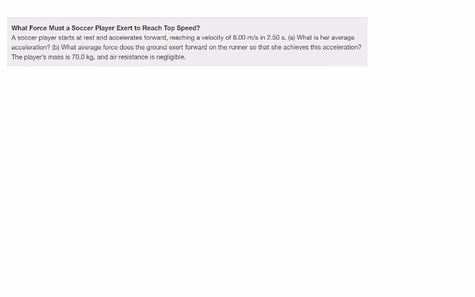In this particular video, we are going to take a look at a Newton's second law problem. So I have this situation where a force must a soccer player exert to reach top speed. The soccer player is going to start at rest. That's going to be important. They're going to accelerate forward. They're going to reach a velocity of 8 meters per second in 2.5 seconds. It asks for their average acceleration, and then it says what average force does the ground exert forward on the runner. So she achieves this acceleration, and then the player's mass is given as 70 kilograms and air resistance is negligible.